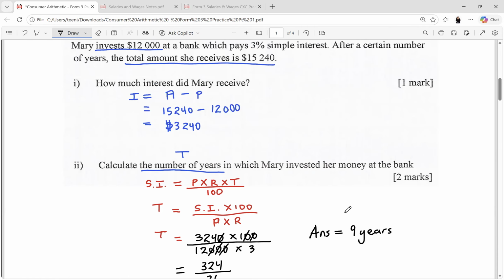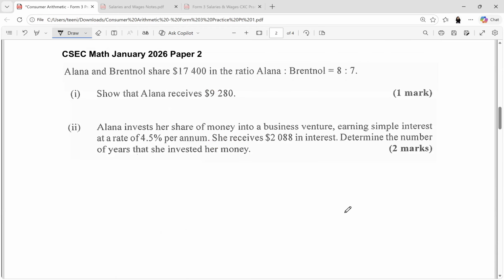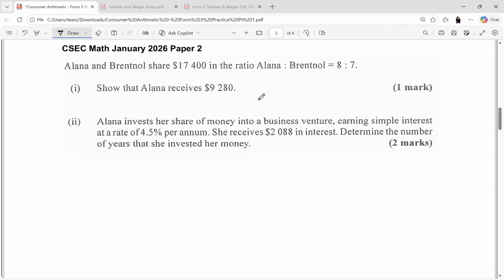Wonderful. Okay, guys, now let's do a CXC question. So this question here actually came from this year's paper, January 2026 paper. It says Alana and Brentnell share 17,400 in the ratio Alana to Brentnell being 8 to 7. Show that Alana receives $9,280. So you have to show that. That means you have to show the calculation.